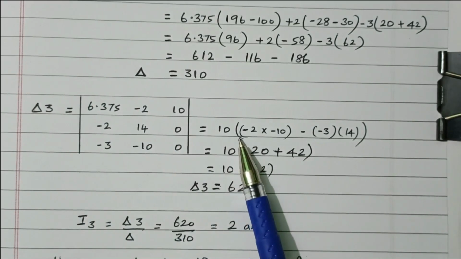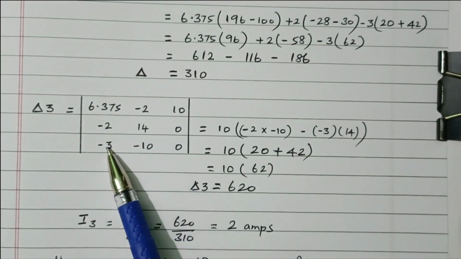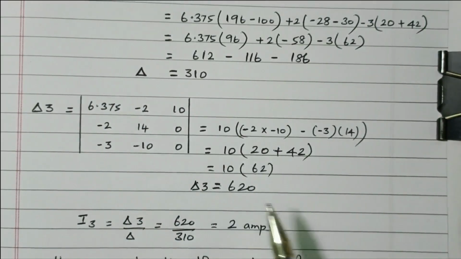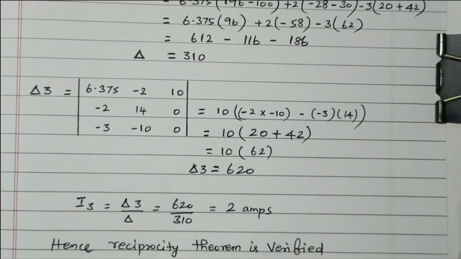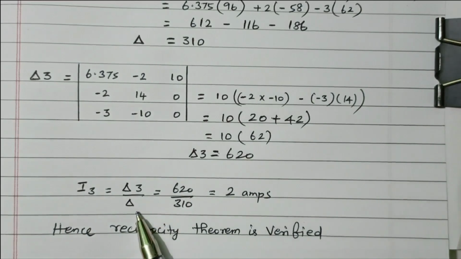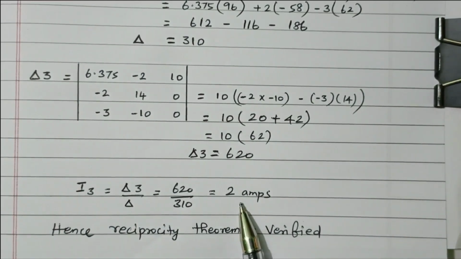Right. So 10 into these two elements multiplied minus these two elements multiplied. After simplification we got 620. Delta 3 equal to 620. So from these two values we can find I3. I3 equal to delta 3 by delta, 620 divided by 310, 2 ampere. So the same value we got here also.